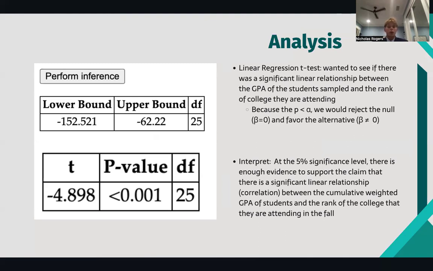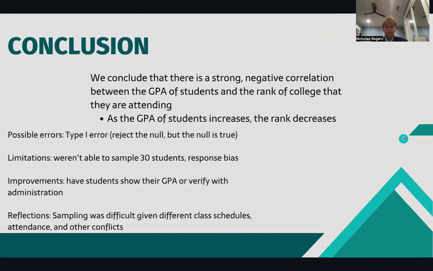To sum this up, we came up with the following interpretation of the data. At the 5% significance level, there's enough evidence to support the claim that there is a significant linear relationship, or correlation, between the cumulative weighted GPA of students and the rank of college that they are attending in the fall. Using our linear regression t-test, as Nick said, we have convincing statistical evidence that there's a strong negative correlation between the GPA of students and the rank of college they are attending. As the cumulative weighted GPA increases, the rank of college students are attending decreases and can be considered more prestigious.